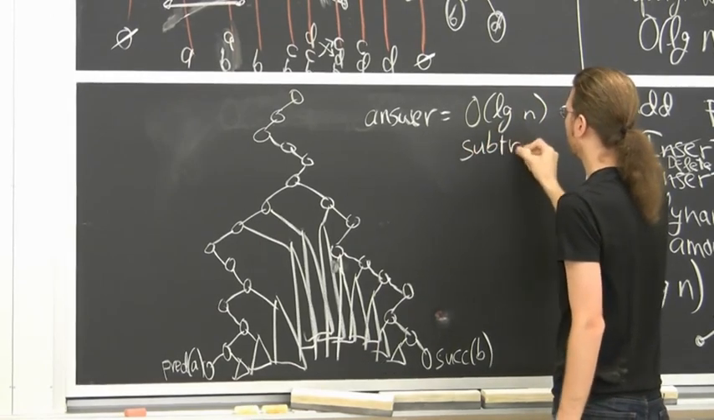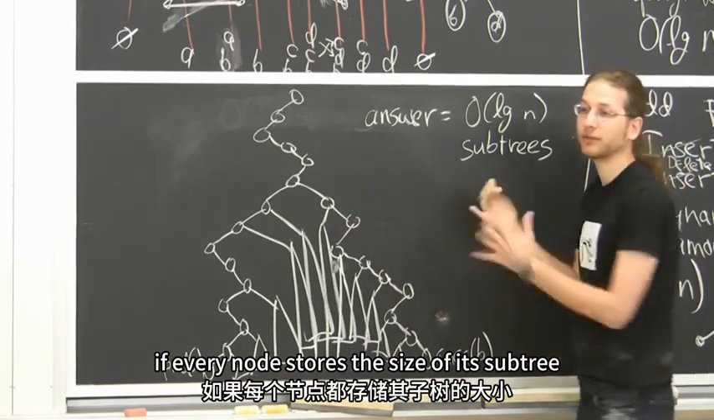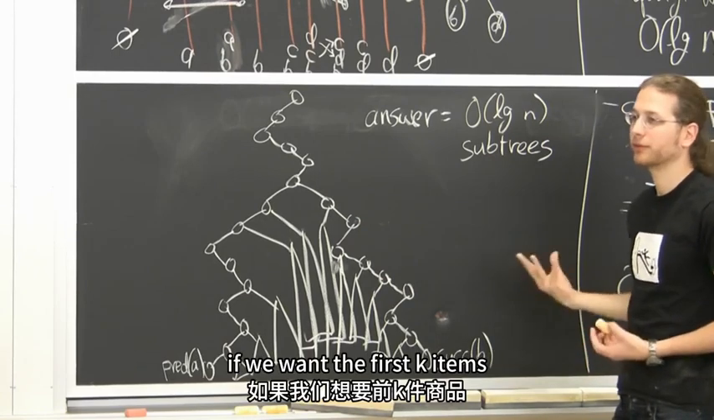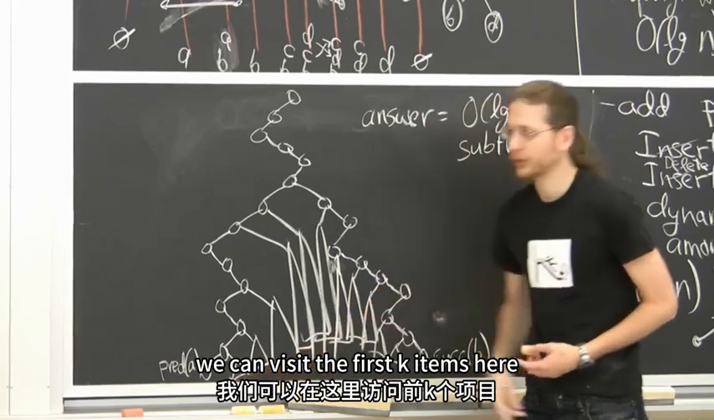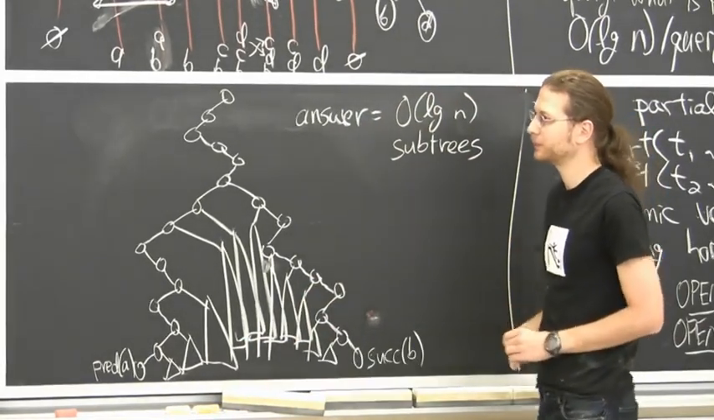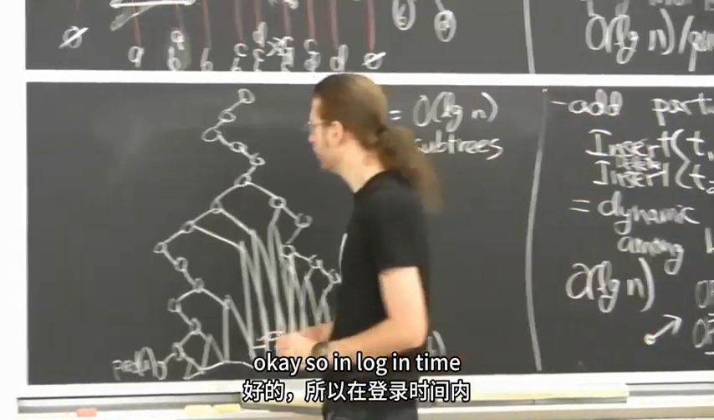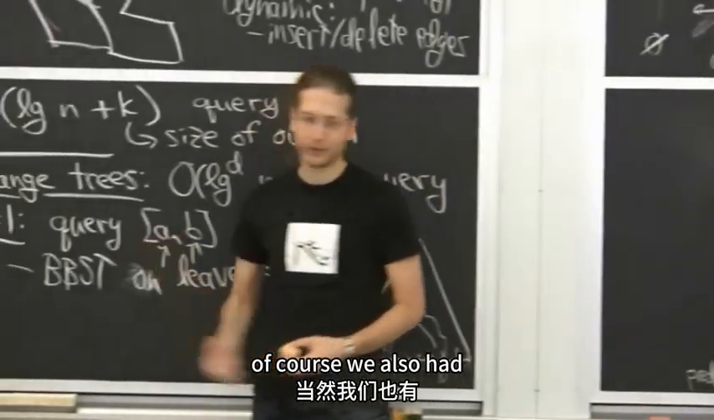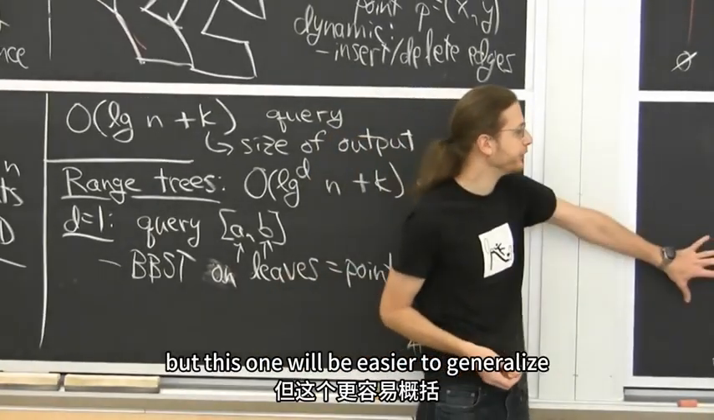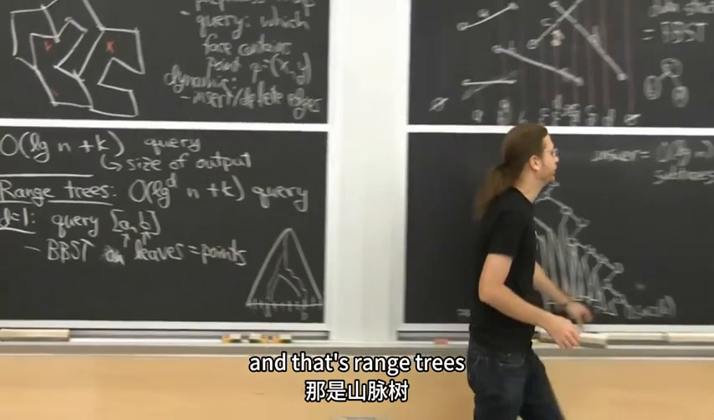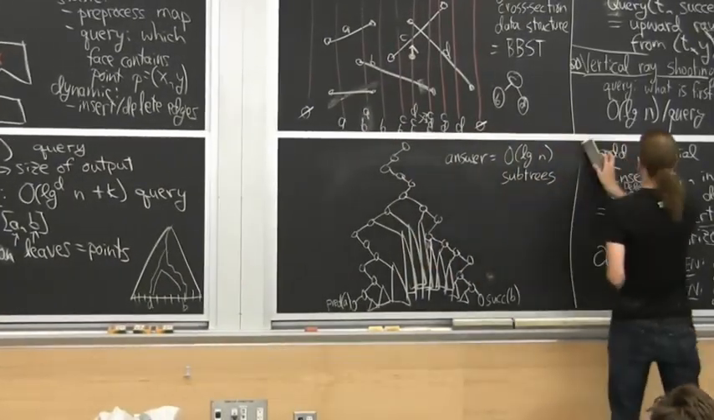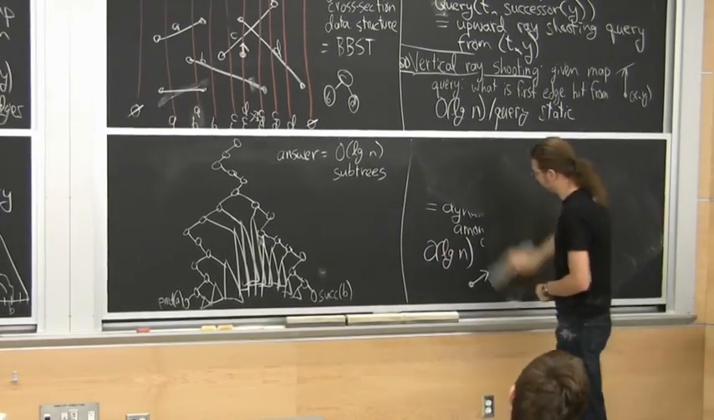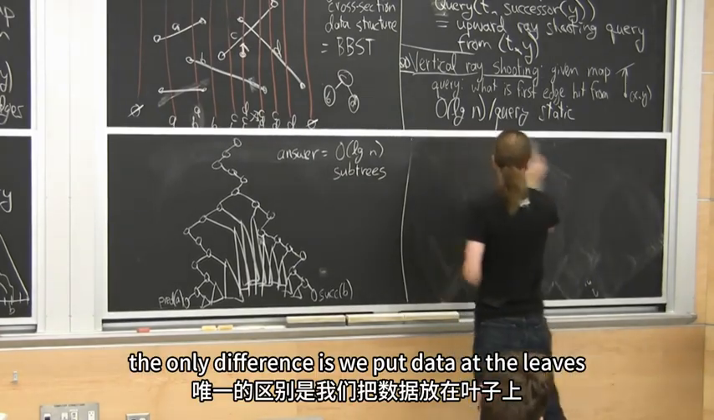subtrees. So in particular, if every node stores the size of its subtree, then we can add up these log n numbers and we get the size of the answer. If we want the first k items, we can visit the first k items here in order k time. Okay, so in log n time, we get a nice representation of the answers, log n subtrees. Of course, we also had a nice answer when we had an array, but this one will be easier to generalize. And that's range trees. So that was a 1D range tree. The only difference is we put data at the leaves.